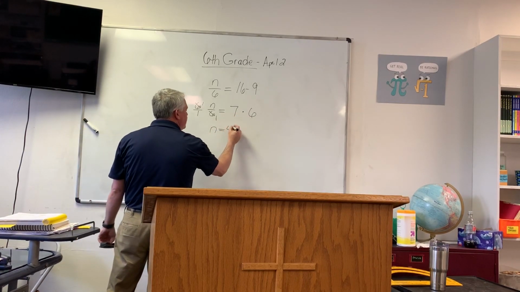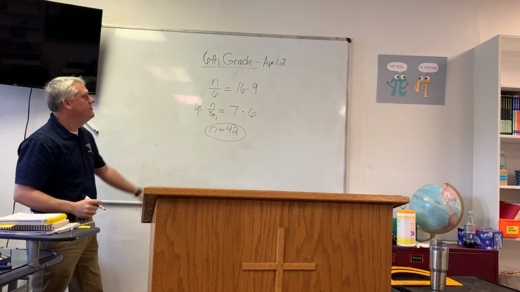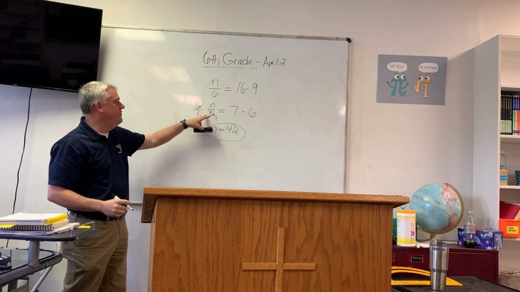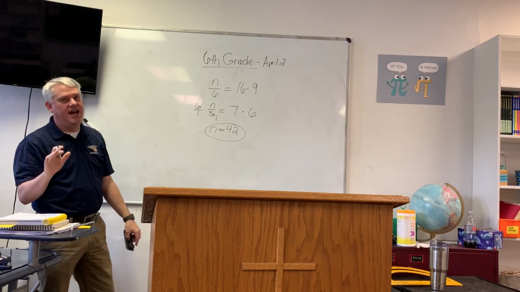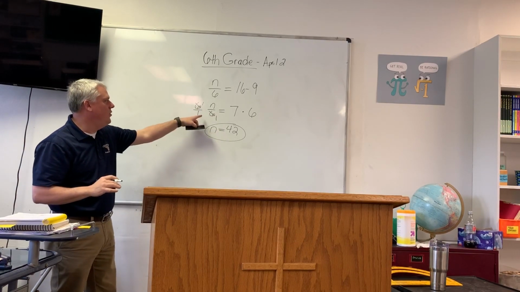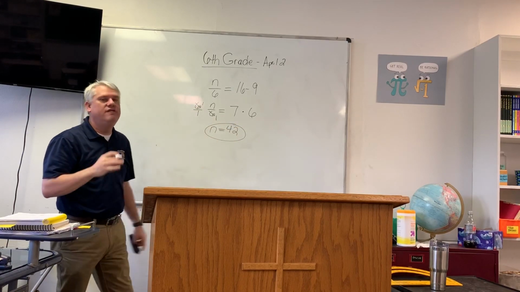7 times 6 is 42. There is our answer. Okay? So 16 minus 9 was 7. n over 6 equals 7. We multiplied both sides by 6. 6 over 1 cancels out to n. 7 times 6 is 42.